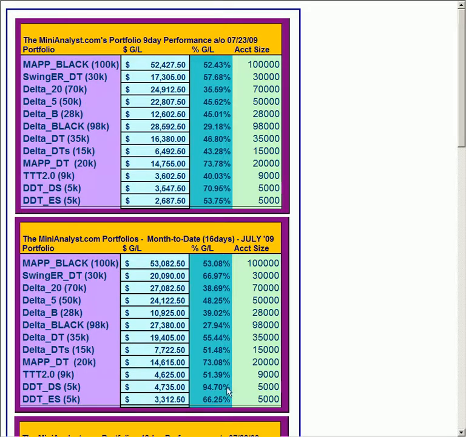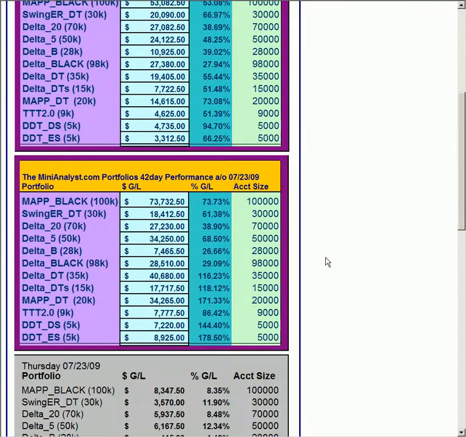But as you can see, 95% for the month of July, going out over a couple of months, 2 trading months actually. An astounding. The dual day trader ES continues to, after putting up that huge run, be the leader at 180% return. MapDT with a very impressive 171%. The dual day trader DS has really made up a lot of ground with the 145% return.